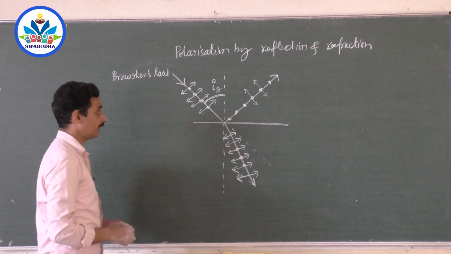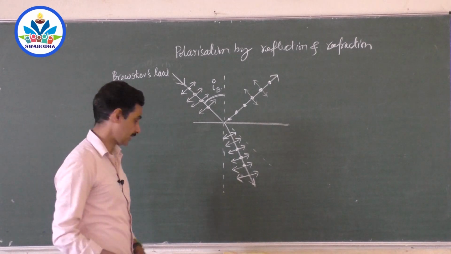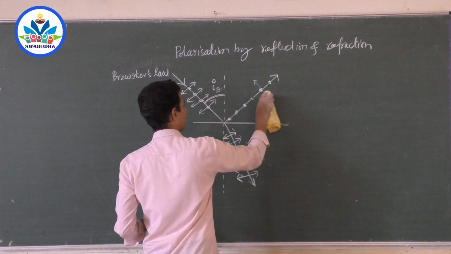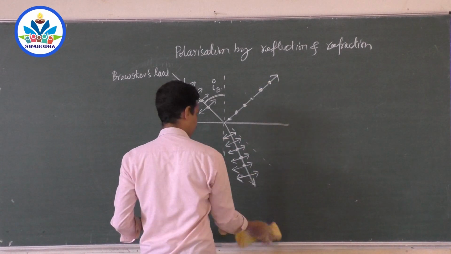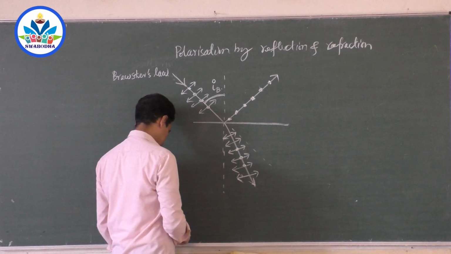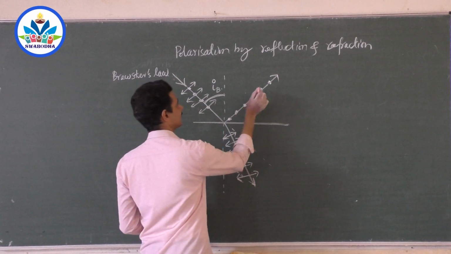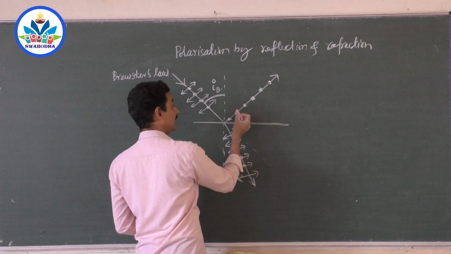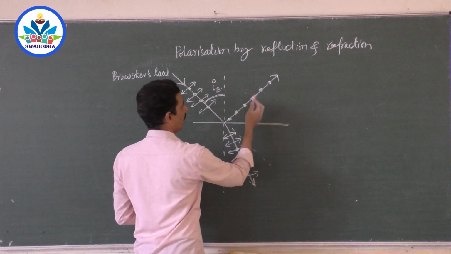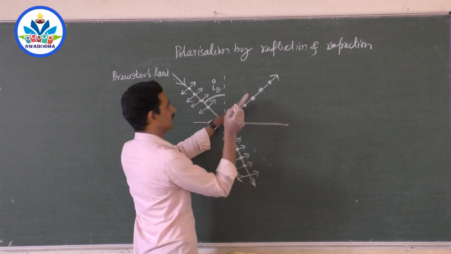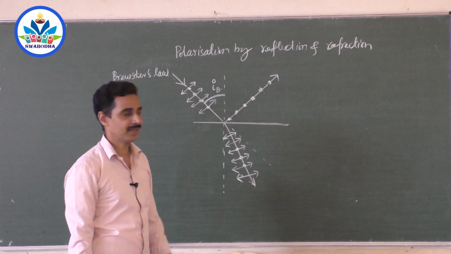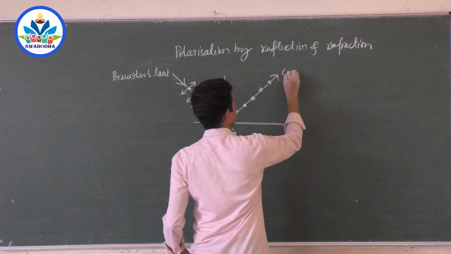For a particular angle of incidence called Brewster's angle of incidence, you find that the reflected light is perfectly polarized. What do you mean by perfectly polarized? There are no electric fields in this direction. No electric field like this. No electric field like this. Right? No electric field like this. All the electric fields are restricted to this plane, like this, in the reflected light. Reflected light is completely polarized.